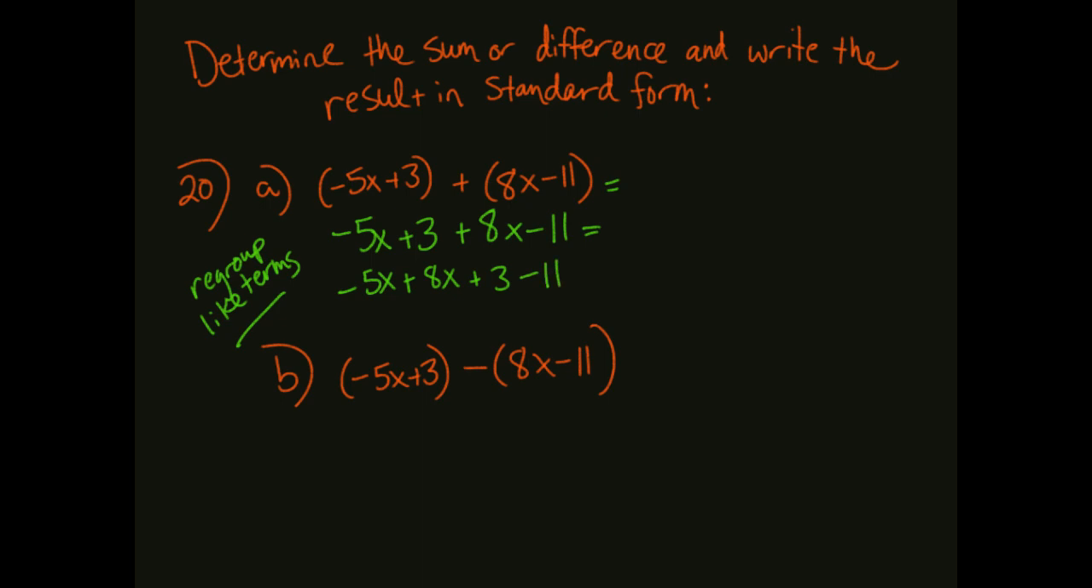Now I'm just going to combine like terms. So negative 5x plus 8x is 3x. And I do sometimes use different symbols so that I know that those are alike. And 3 minus 11 is negative 8. So that is the answer for A.